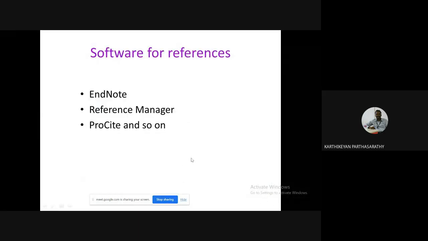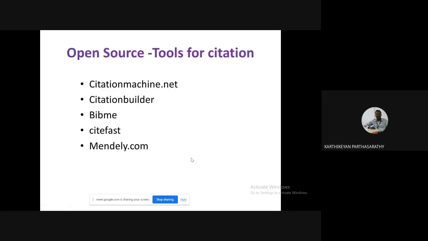There are some software packages readily available for referencing. One is EndNote, Reference Manager, ProCite. Apart from that, we also have citationmachine.net, Citation Builder, BibMe, CiteFast, Mendeley. Likewise, there are many software tools available exclusively for preparation of references.